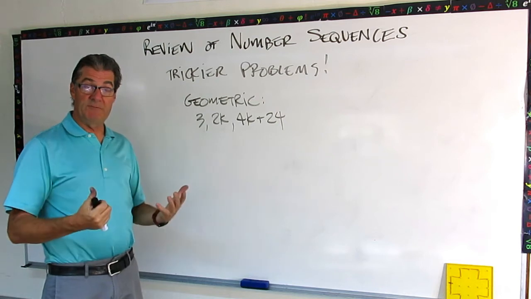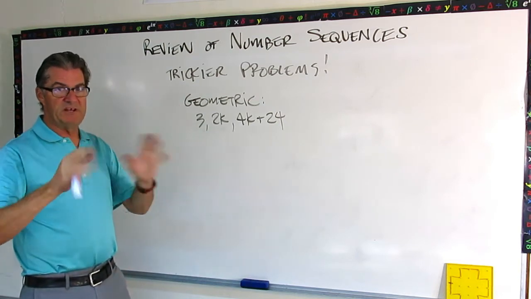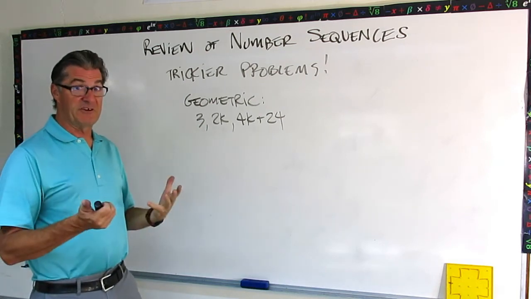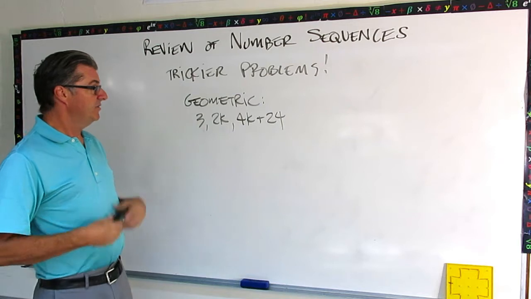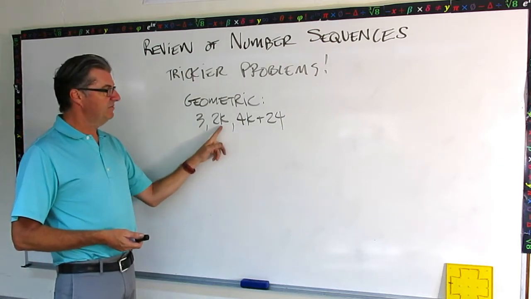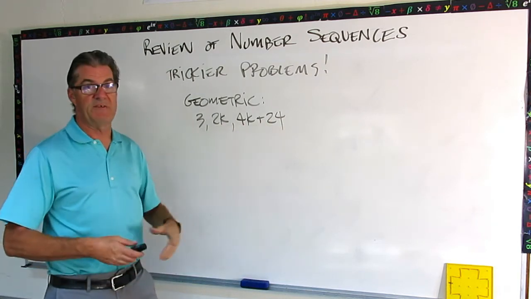Okay, we did a real similar problem with geometric sequences. The setup is different, and we end up with quadratics sometimes when we do our solutions. So you've got to remember your factoring. That's going to come into play here. So here's a geometric sequence. First term is 3. Second term is 2k. Third term is 4k plus 24.